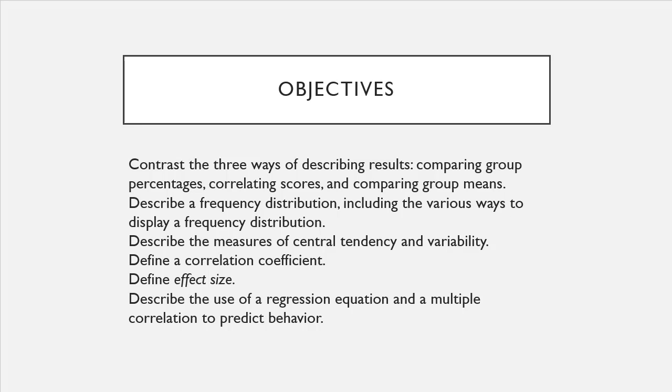We're going to talk about measures of central tendency and variability, which we know. We're going to look at correlation coefficient, and we might skim past effect size and regression equations just as far as prediction. We'll probably stop at that point, though.